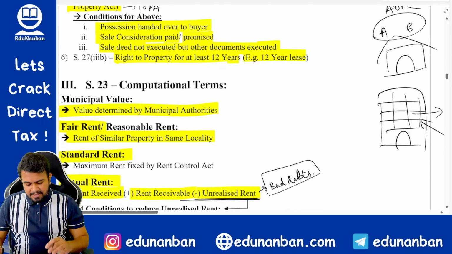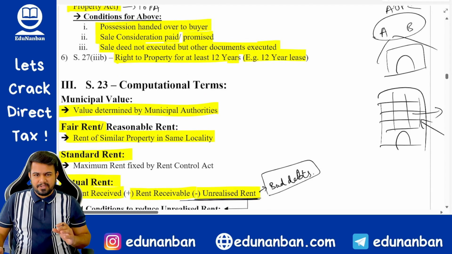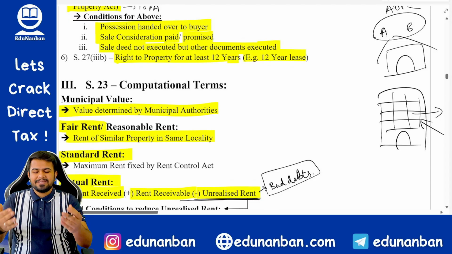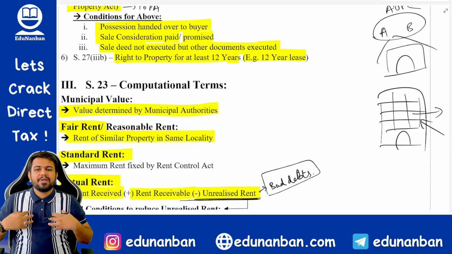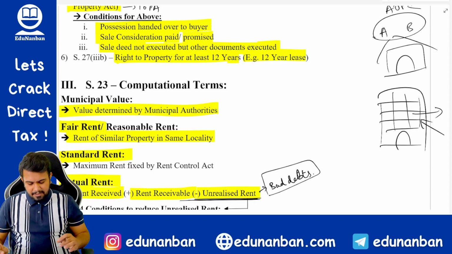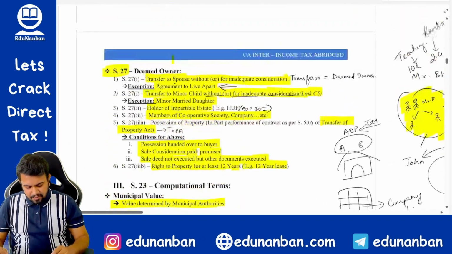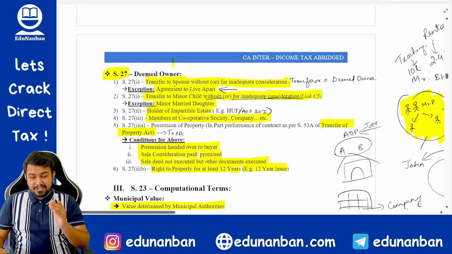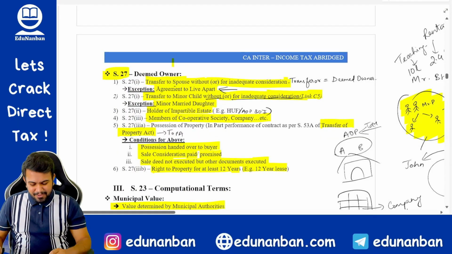Okay, next, right to property for at least 12 years. So for example, a person is giving me their property on a 12-year lease. Okay, in such case I will be called the deemed owner of the property. Next, so now we are thorough with the charging section. Let us jump to the computation section.